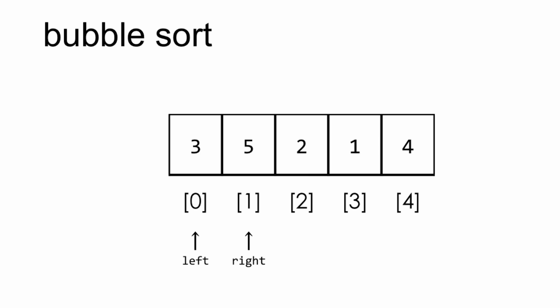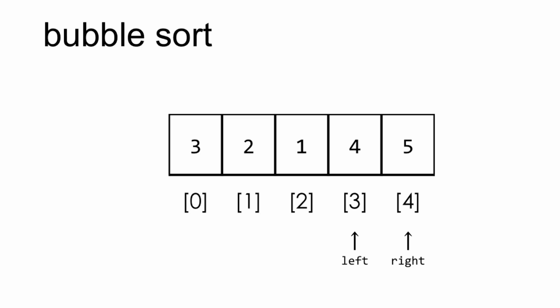Here in my 5-element array, we're going to start at the beginning at index 0 and index 1. Comparing these, I see that the 3 and 5 are in fact in order. 3 is less than 5. So then I proceed to compare index 1 and 2. Now 5 and 2 are out of order, so I'm going to swap those. And then I compare 5 and 1. 5 is greater than 1, so I swap those again. And then continuing on, I swap 5 and 4.